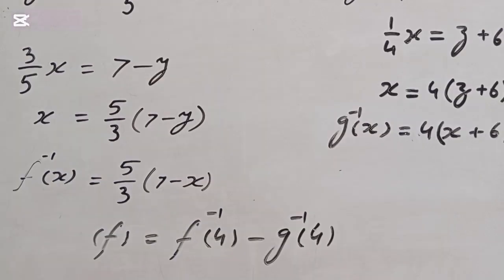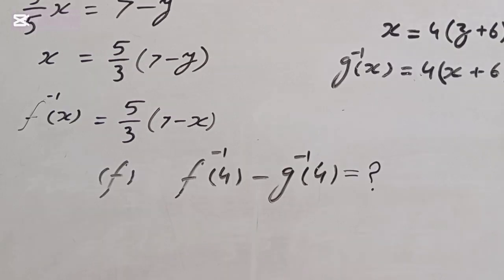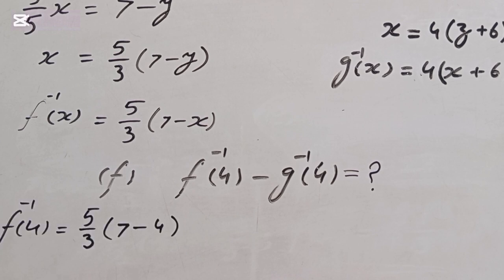In part F, we have to find out f inverse at 4 minus g inverse at 4. First, we will find out f inverse 4, then we will find out g inverse at 4, then we will put the values and solve it accordingly. To find out f inverse at 4, in place of x, we have put 4. So f inverse 4 results 5.